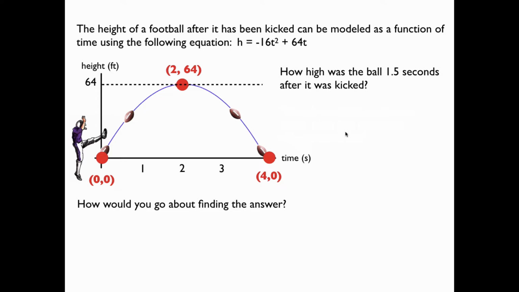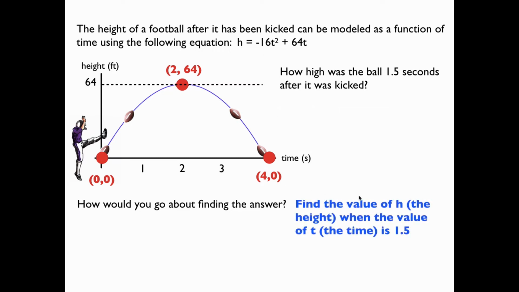Okay, in this problem, we're given a value for t. How high was the ball 1.5 seconds after it was kicked? And the unknown value, or the value we're trying to look for, is the value of h. So it seems like we're being given an input t, and we're trying to find an output h. So we're trying to find the value of h, the height, when the value of t, the time, is 1.5. So this shouldn't be too difficult to figure out. Pause the video and see if you can find the value of h when the value of t is 1.5. Pause the video now.